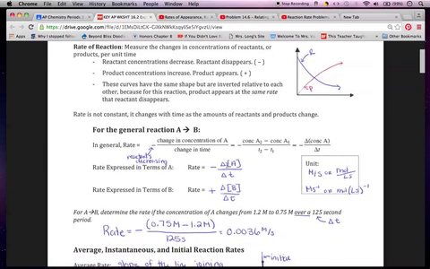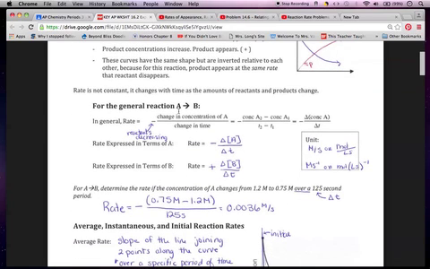When we're talking about rate right now, it's not a constant. It's going to change with time as the amount of reactants and products in the container change. So for a general reaction of reactant A making product B, we'll look at the change in concentration of A over the change in time. Taking our final time minus our initial time, T2 minus T1, we would have the concentration of A at T2 minus the concentration of A at T1 to give us a change in concentration over delta T.